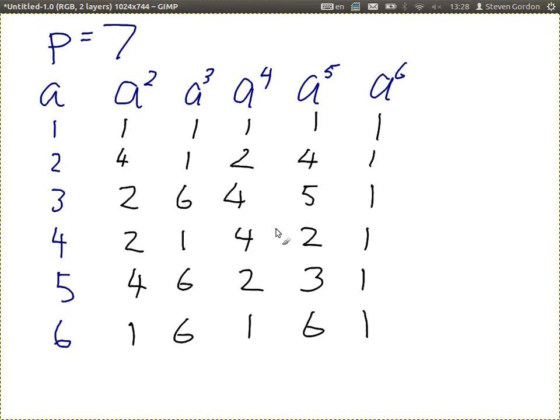Discrete log of 5. Discrete log of 5. Why am I choosing easy ones? 6. So when we have the base of 3 and we raise 3 to some power, we get an answer of 6. When we have the base of 3 and we raise it to the power of 3, the answer is 6. So the answer here is 3. 3 to the power of 3 mod 7 equals 6. So we can find discrete or unique answers in this case.